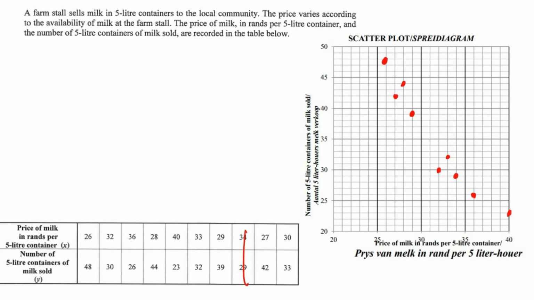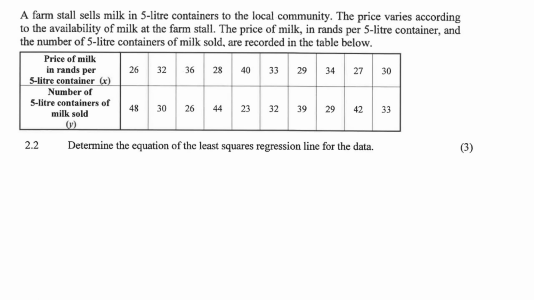27. Okay. And then 30 and 33. Okay, so there is our scatter diagram. So we now have to work out the equation of the least squares regression line. So in grade 12 statistics, we don't use mx plus c, we rather use a plus bx.